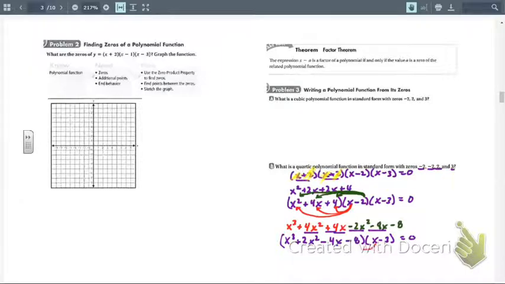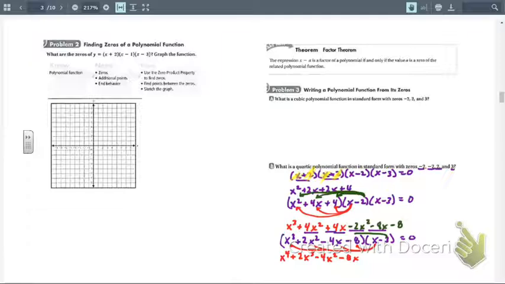Alright, so distribute the x. So x times x cubed, x to the 4th, x times 2x squared, positive 2x to the 3rd, x times negative 4x, negative 4x squared, and then x times negative 8 is a negative 8x. Okay.